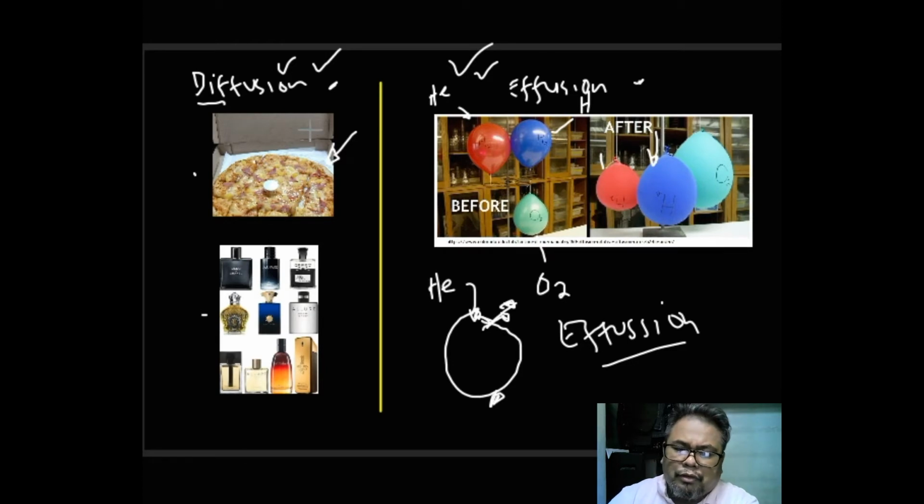So again, diffusion has something to do with the movement of molecules from a greater concentration to a lower concentration until the entire place has an equal distribution of the gas molecules. And effusion, again, is a process by which the gas escapes from a tiny hole, maliit na butas, going through an evacuated space.